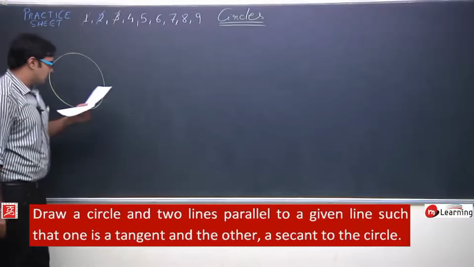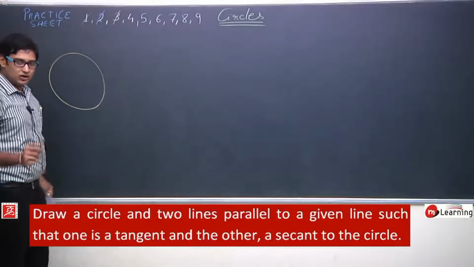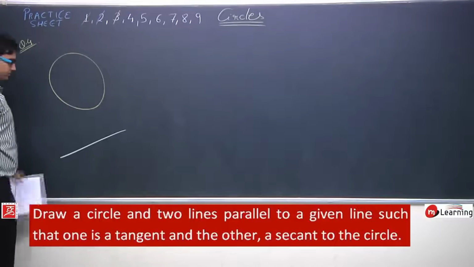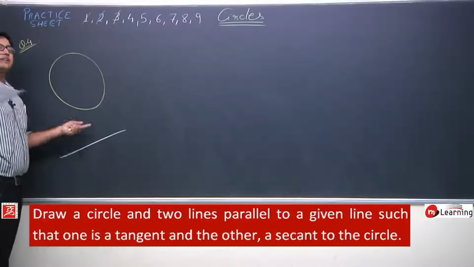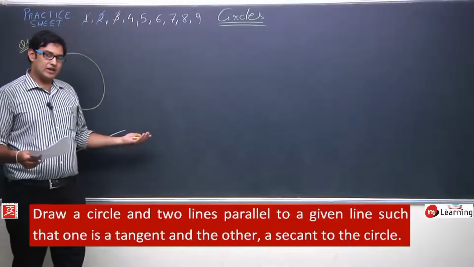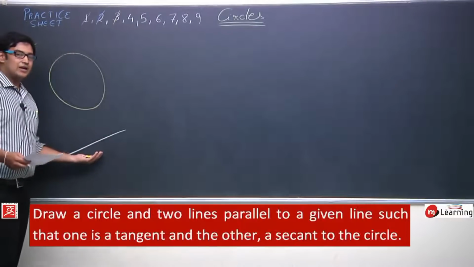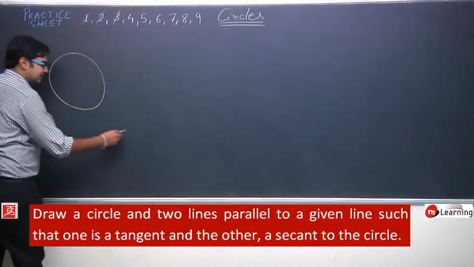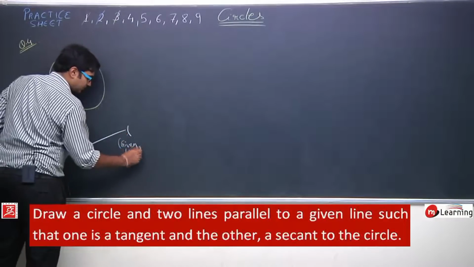So this is a circle and two lines parallel to a given line. It means there is a line given to us. Let us say this is the line given to us. What you need to do is draw two lines parallel to this line. We don't know in which direction it is heading, we have just drawn a line. Now we need to draw two lines parallel to this line such that one line is a tangent to the circle and the other is a secant. So let us say this is L, the given line.